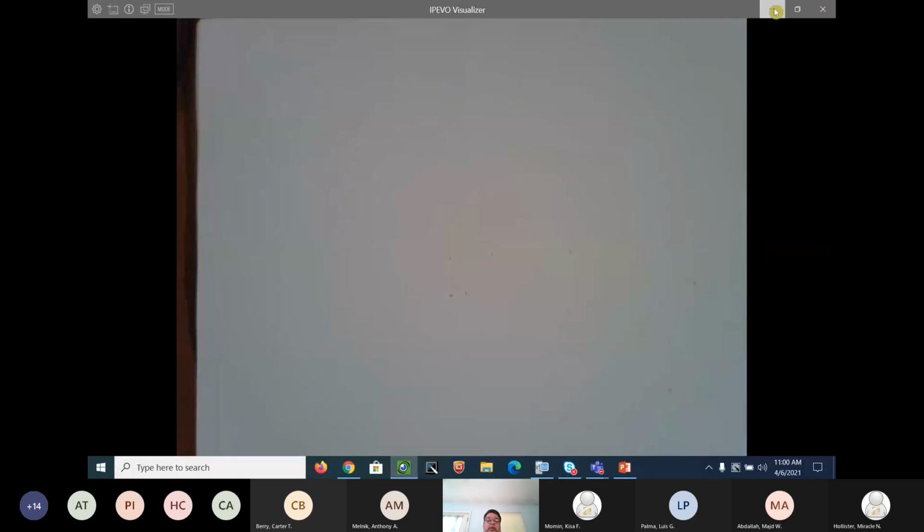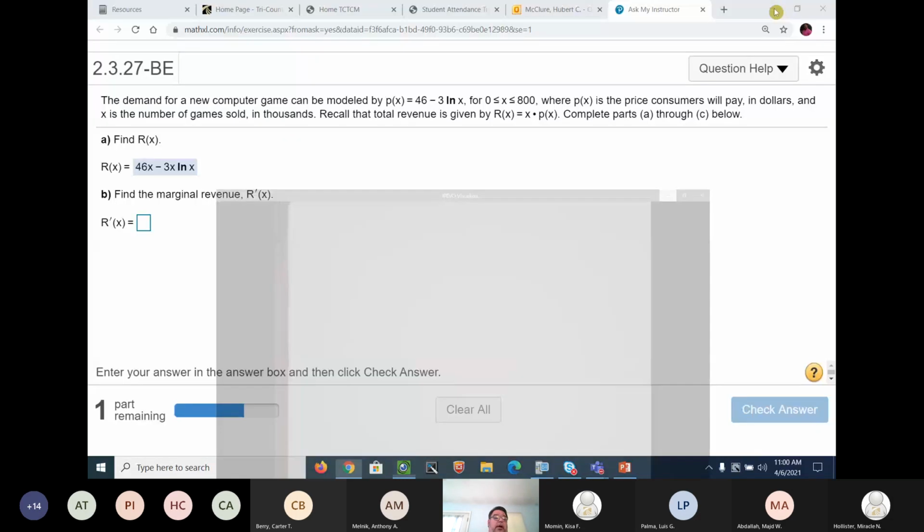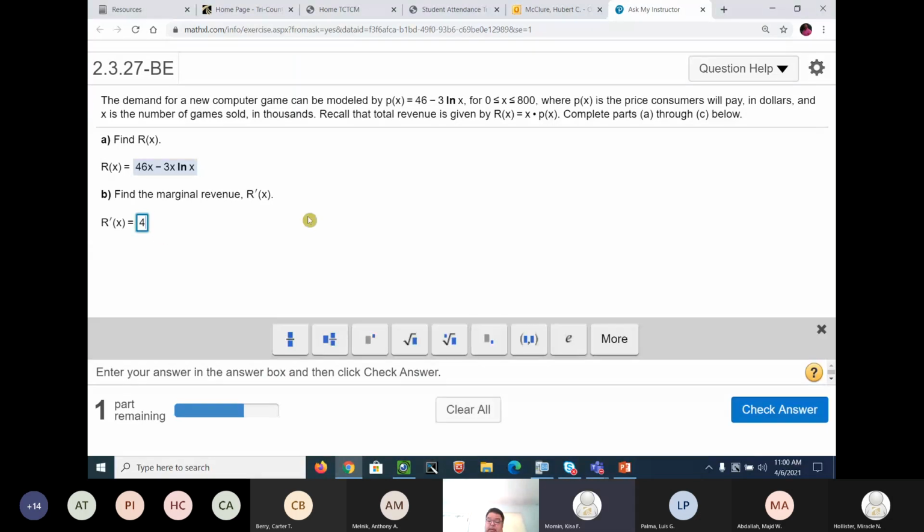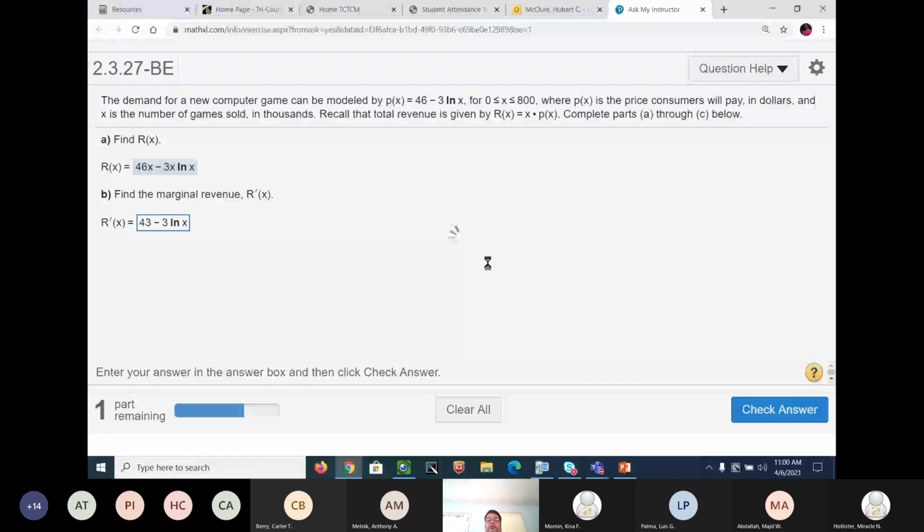So let's type that in and pray that I didn't get it wrong. All right. 43 minus 3 natural log of x. And you feel good about yourself.